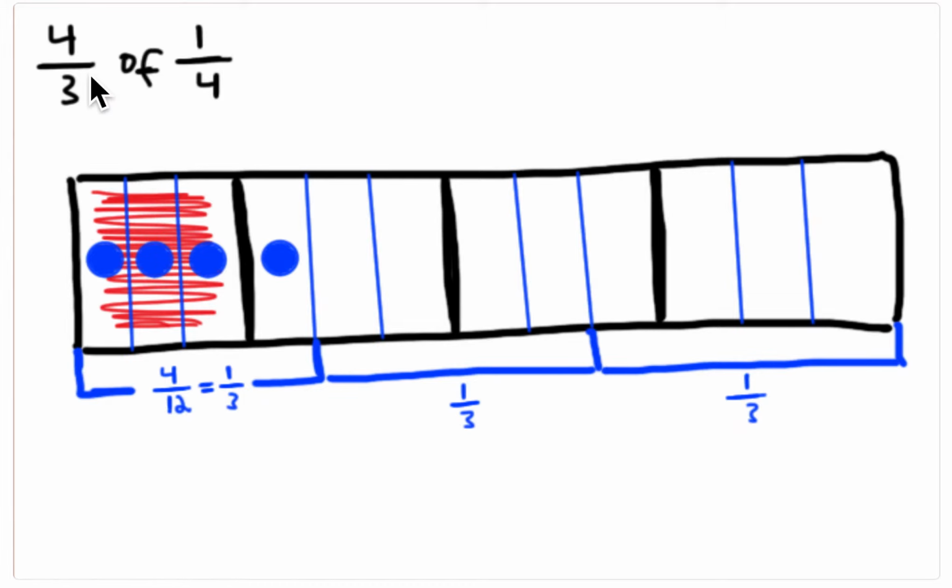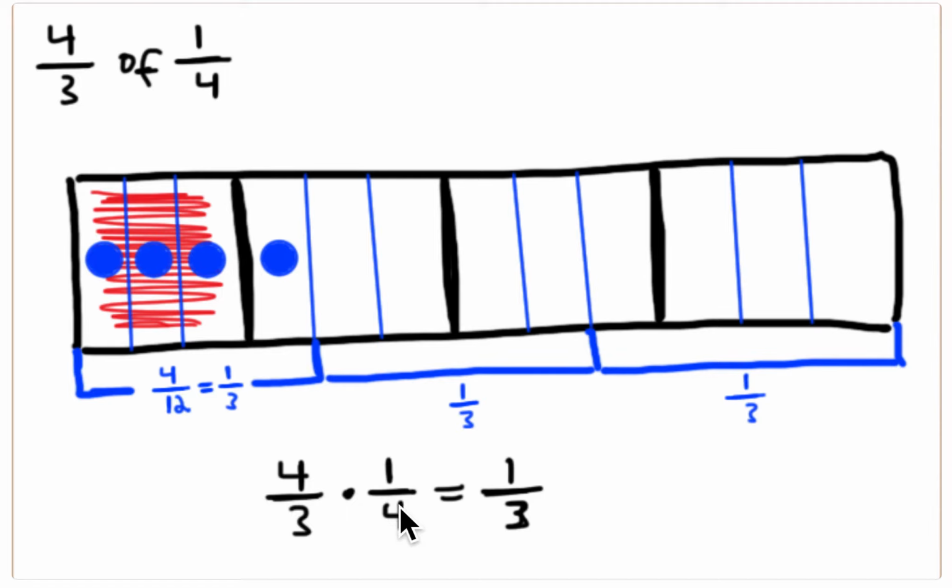So now you have some idea that if you look at 4 thirds of 1/4, it's a piece of this whole rectangle, or a piece of whatever you're talking about, that's a little bit larger than 1/4. It's 1/3 of 1/4 larger than 1/4. And so you should say these words. You should just practice visualizing what's going on. So 4 thirds of 1/4 equals 1/3.